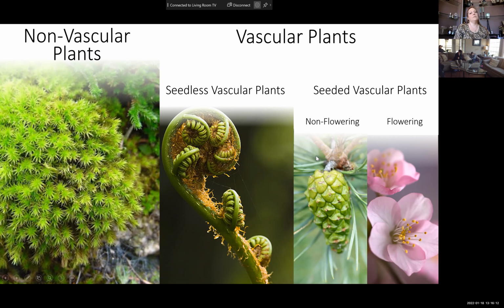And your seeded vascular plants that are non-flowering are your gymnosperms. They're things like conifers, cycads, ginkgos, gnetophytes. And then your flowering plants are going to be your angiosperms. There are so many of these that just giving an example is good, because trying to name all of the major genera, you'd be here a year and a half.